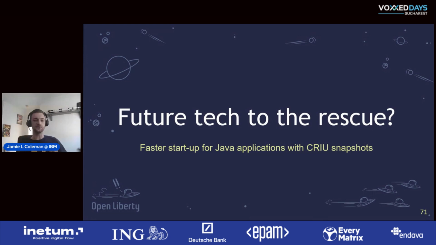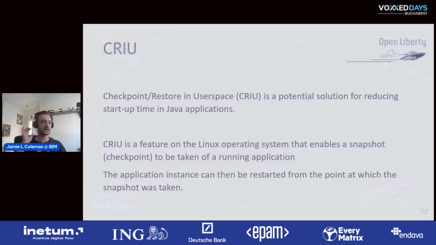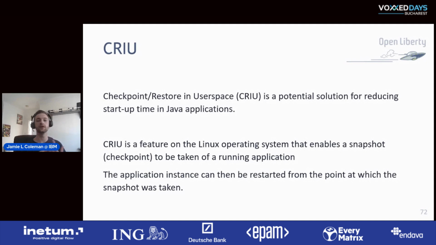So is there any future tech to the rescue? Well, this is something that I think is awesome. I've been looking at it for about a year, and it's now really starting to get looked at as a serious technology. Cryo is what we call it. The real name is checkpoint restoring user space, and its potential is for reducing the startup time of applications. So you won't have to move all your stuff into native code.